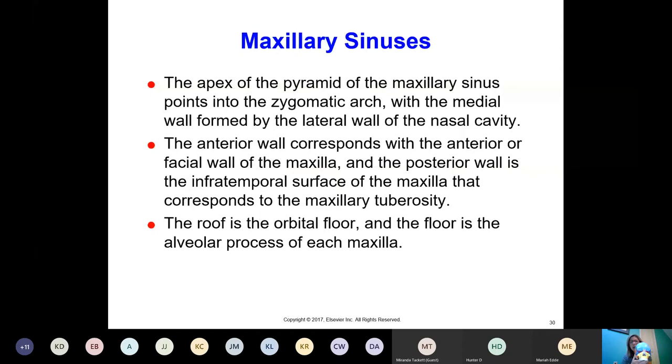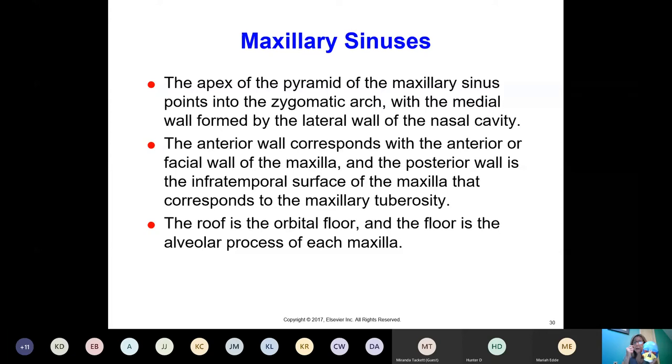The apex of the pyramid of the maxillary sinus points into the zygomatic arch, with the medial wall formed by the lateral wall of the nasal cavity. So that's a lot of words, but basically all they're saying is that this sinus goes back and points into the zygomatic arch. So it would go kind of back this way in sort of a pyramid or cone shape. And the medial wall, the wall closest to the inside, is formed by the lateral wall of the nasal cavity. So right here, basically. The medial wall of the sinus meets the outer wall or lateral wall of the nasal cavity.